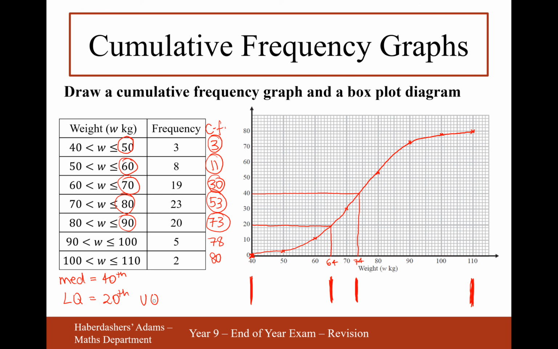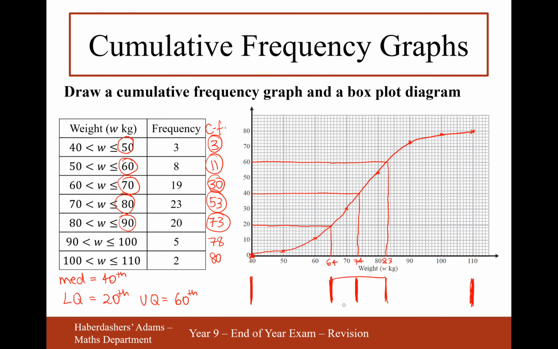And then the upper quartile will be the 3/4 way mark. 3/4 of 80 is 60. You could do a quarter and a half. So it's 60 pieces of data, and then down. So that would be at 83.